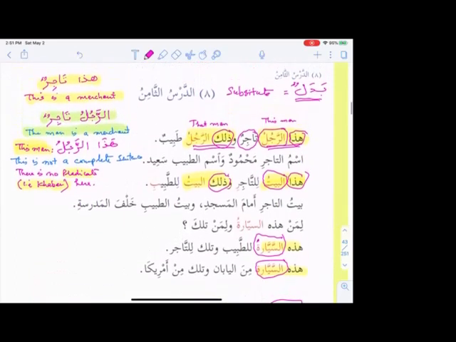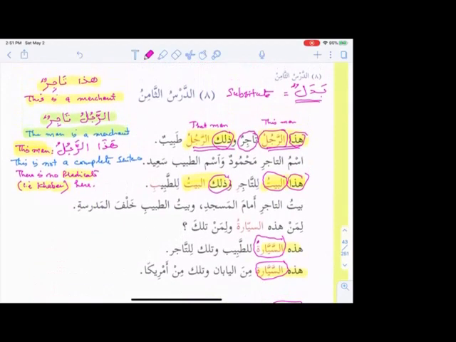So we are here. Hadha rajulu tajirun. This man is a merchant. Dhalika rajulu tabibun. That man is a doctor. Haza mubtada, rajulu badal, tajirun khabar. Dhalika mubtada, rajulu badal, tabibun khabar.